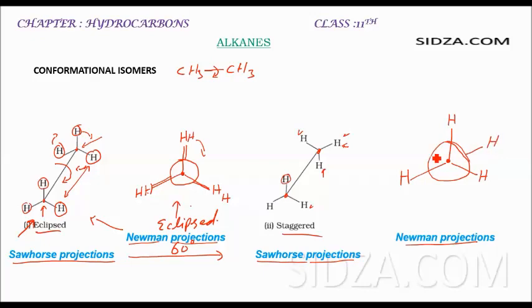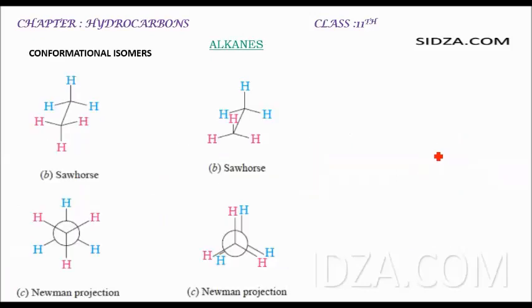Now this is not an eclipsed state, right? This is the staggered one, correct? And here we find that the hydrogen atoms are a little bit away from each other, so repulsion will be less, and that's why this is more stable, correct? These are the two conformational isomers of the ethane molecule, right?